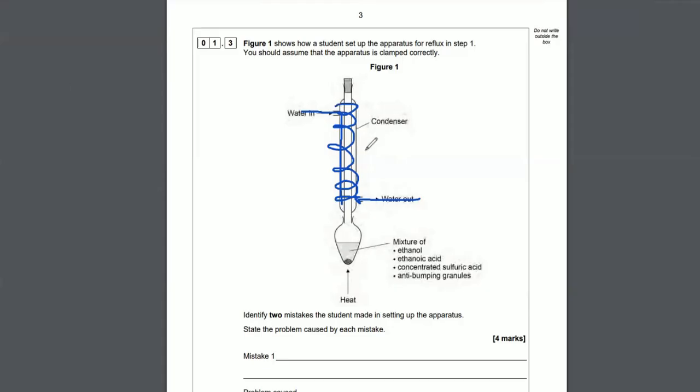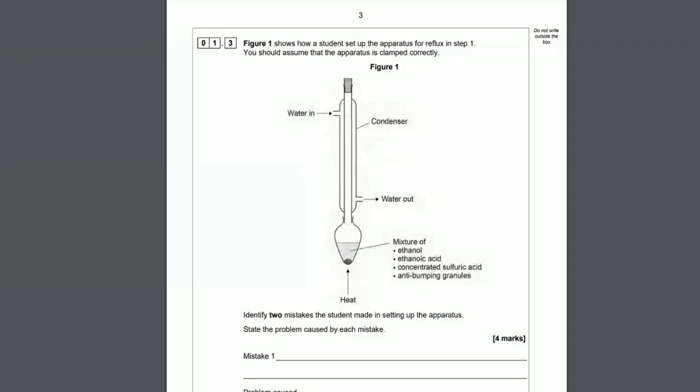But the thing that's always on the mark scheme is that if the water enters at the bottom and leaves at the top, you will completely fill the condenser, and that's always on the mark scheme. Sometimes countercurrent flow is mentioned on the mark scheme, but that is where you want your vapor going in the opposite direction to the water, essentially. So we're not going to look at that for this one.